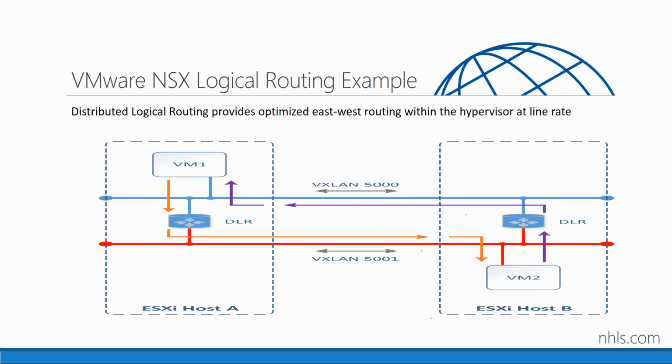I've got two hosts. I've got a VM on each host. Those VMs are behind routers. However, my little acronym right here where it says DLR, that's Distributed Logical Router. We can create logical routers. That is a software-based router.